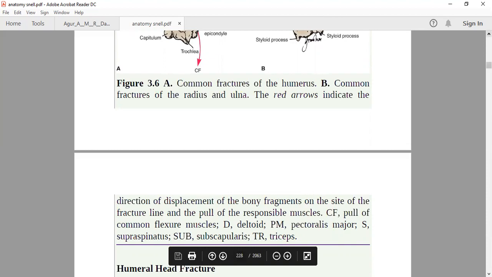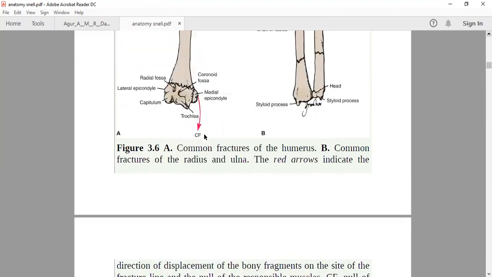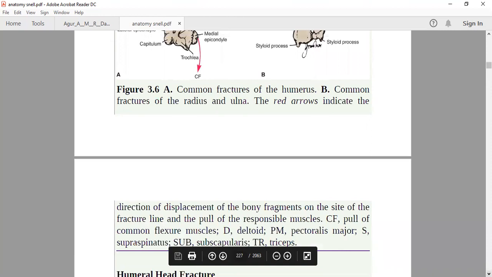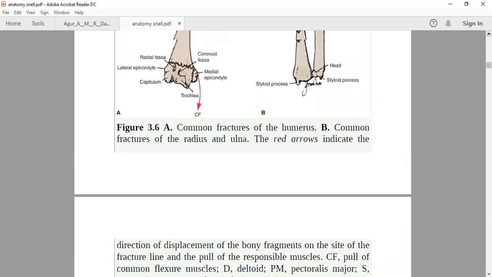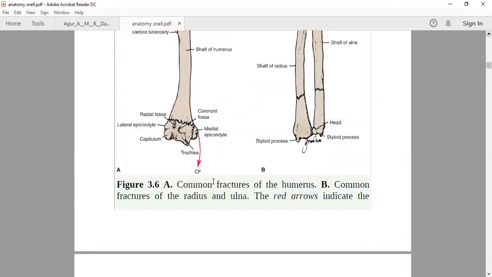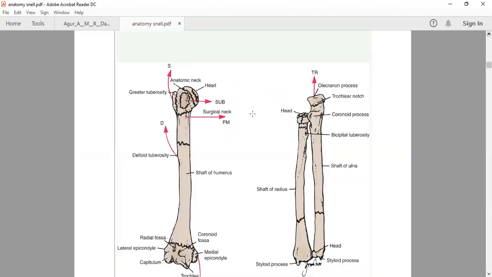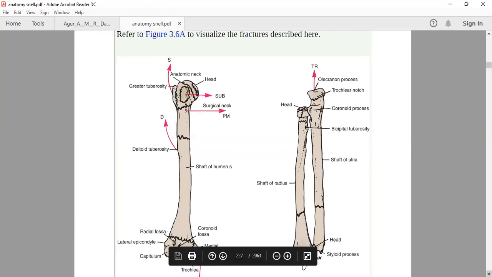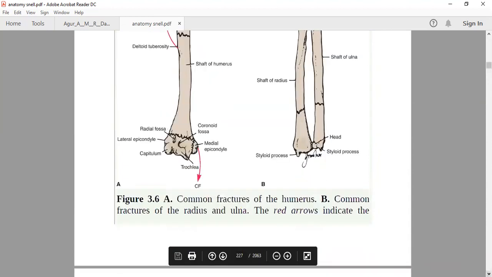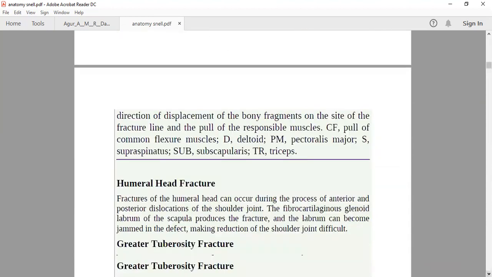Let's see. C for what? Common flexor muscle. You can see here, the medial epicondyle is pulled by it and displaced downward. Then deltoid, pectoralis major, it displaces here; subscapularis, supraspinatus. You can see this is triceps. So let's discuss one by one.